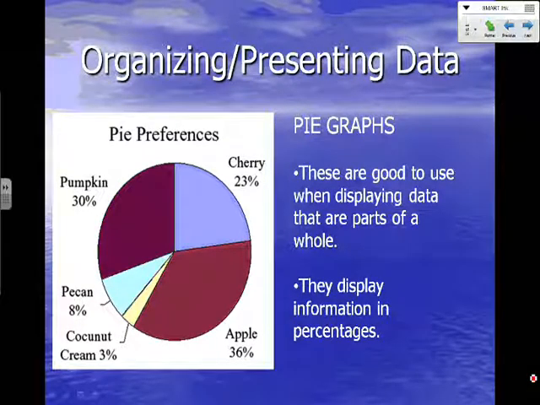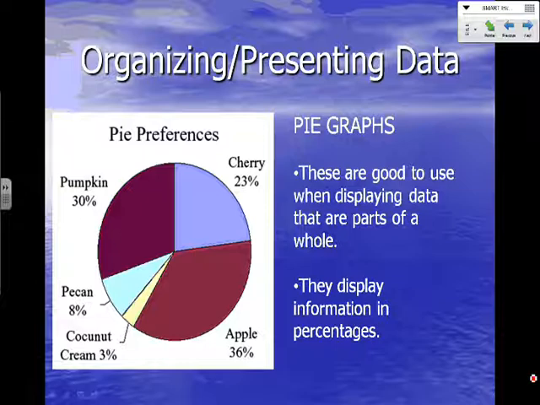They also always display their information in percentages. That's how you know if you're looking at a pie graph or a circle graph, because they're always going to display their information in percentages.